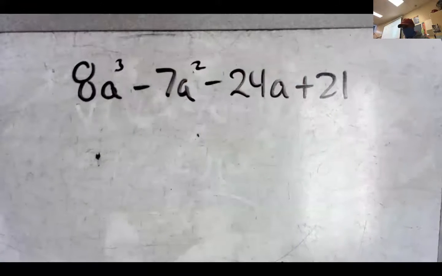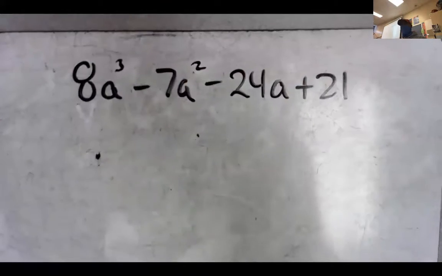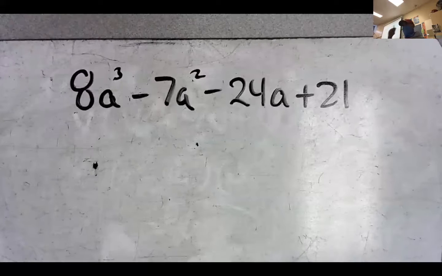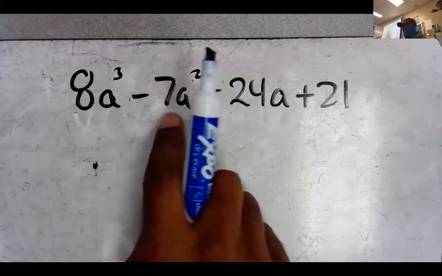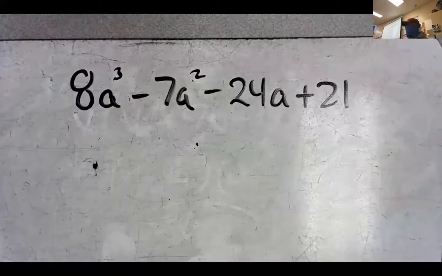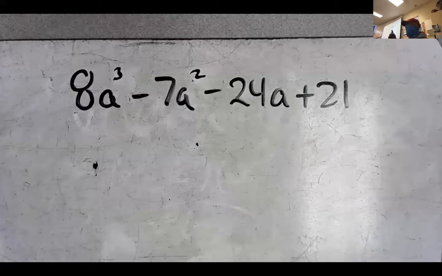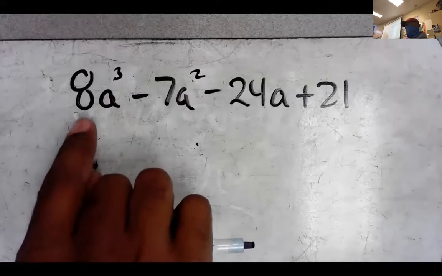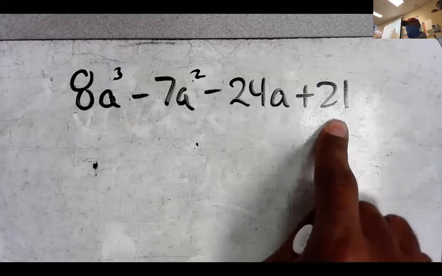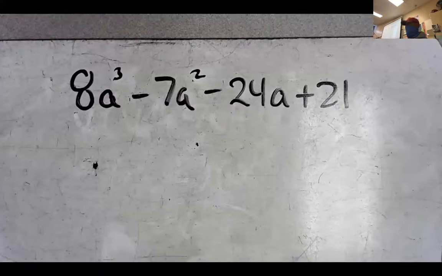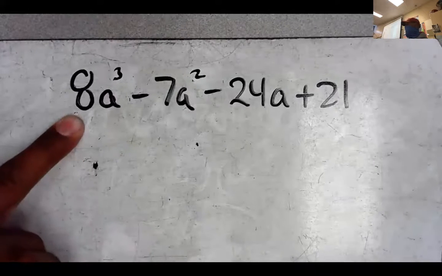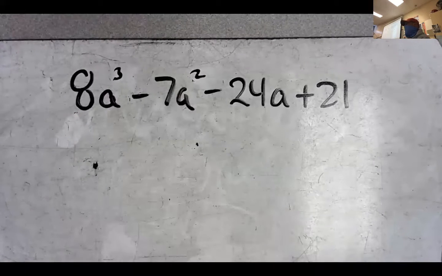All right, so first step on these. I'm still going to use that same idea: first I want to check, is there a greatest common factor between 8, 7, 24, and 21? Is there a number that I can divide into 8, 7, 24, and 21? Can I divide by 2? No, because these are both odd. 3? No, that doesn't work for this one. Or 7. So there isn't. There's nothing I can do. All right, so I'm just saying check first, okay?